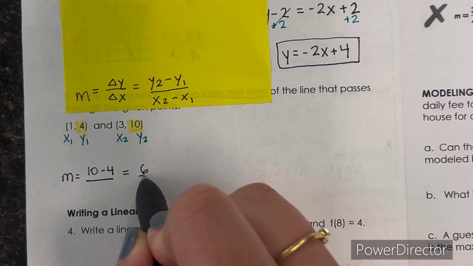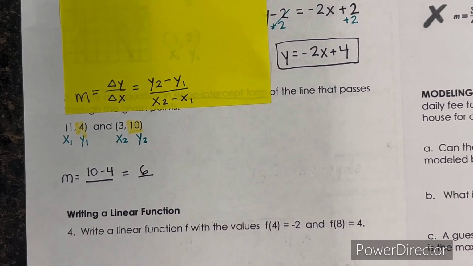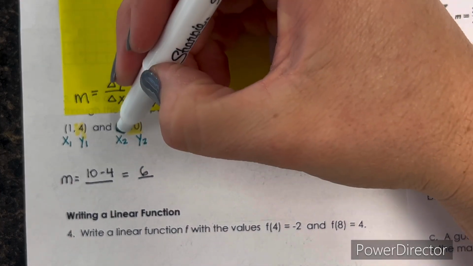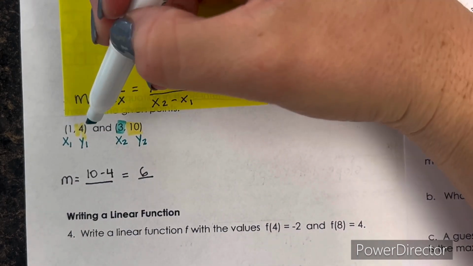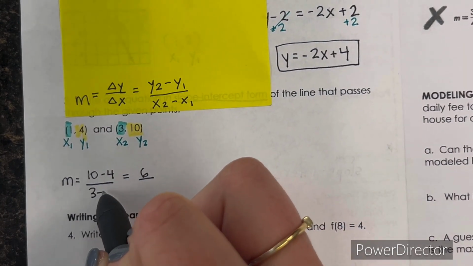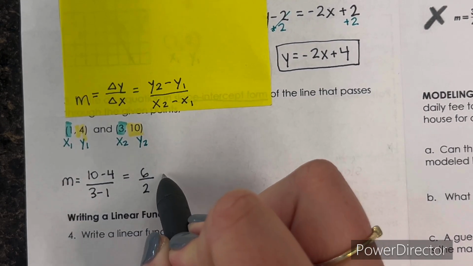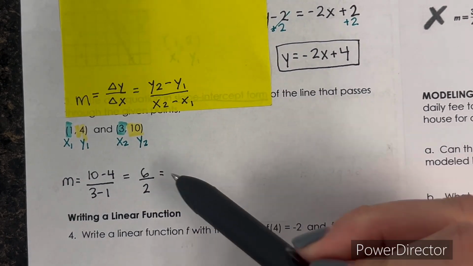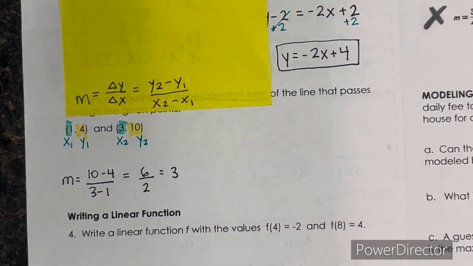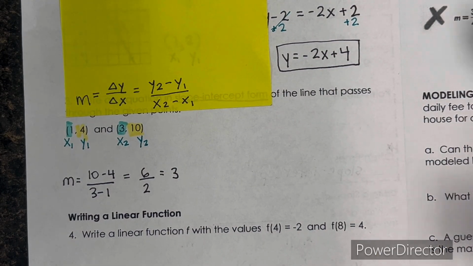So I'm going to go ahead and simplify that. That's 6. And then the bottom of our fraction, the denominator, is going to be x2, 3, minus x1, which is 1. So it's 3 minus 1, which simplifies to a 2. And so now my slope is just 6 over 2, which simplifies to be a 3. That's step 1, is to find the slope.